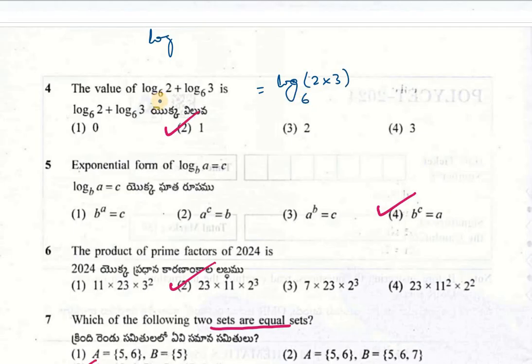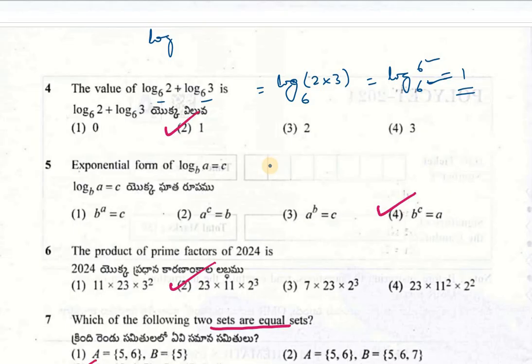So if you have same bases and addition in the middle, you have to multiply. So this is nothing but log 6 to base 6. If you have the number and the base same, then the answer will be 1. For example, log 10 to base 10 is 1, log 2 to base 2 is 1, log x to base x is 1. Like this, many questions are coming in the exam. So the answer will be 1.